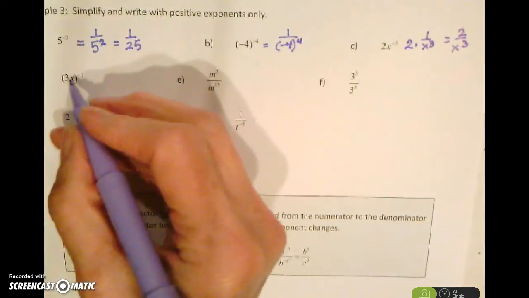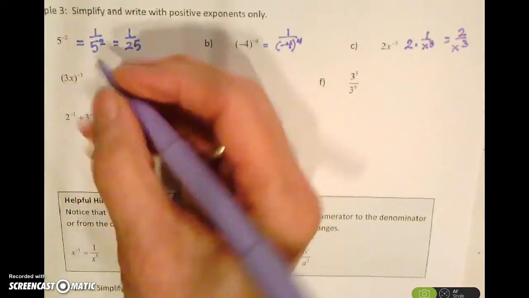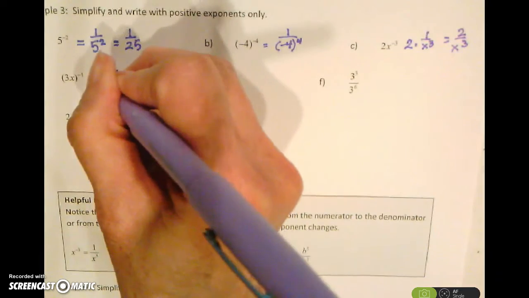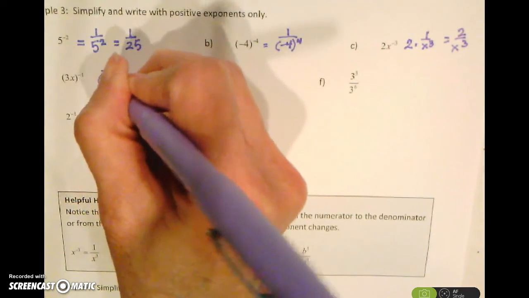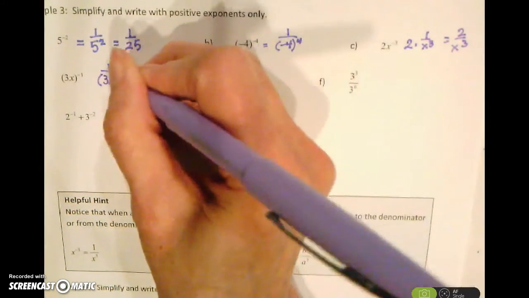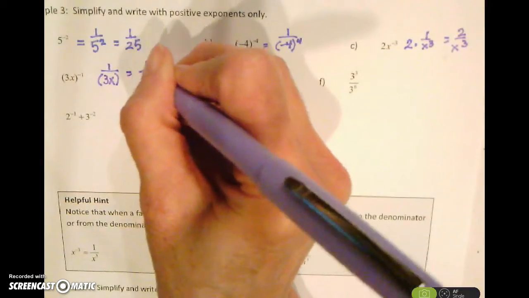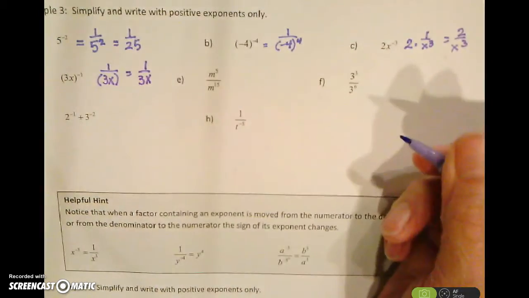D, I have the parentheses raised to the negative 1. So it's going to be 1 over, and then the parentheses to the positive 1 power. So we don't really need those parentheses, so 1 over 3x.